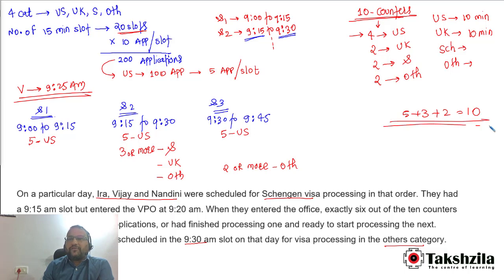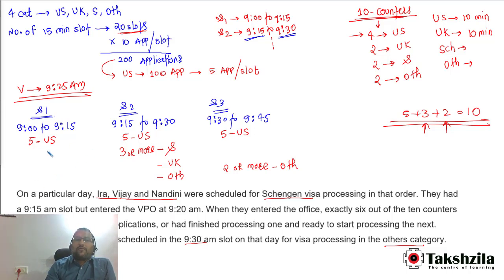So from this, what we can conclude is the number of Schengen applications in each slot is 3. The number of others applications in each slot is 2. It means the number of UK applications in each slot is 0. This is what we can conclude over here.